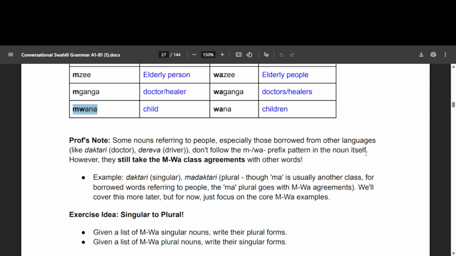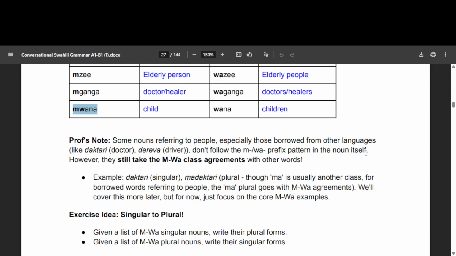Exercise idea number two. I will read this word, then you tell me its singular form. One, madaktari. Madaktari. If you said mudaktari, no, it's daktari. Daktari. Okay?